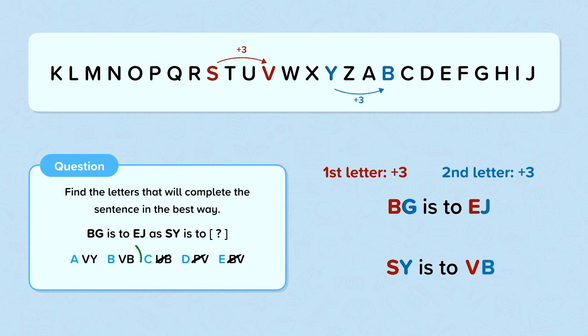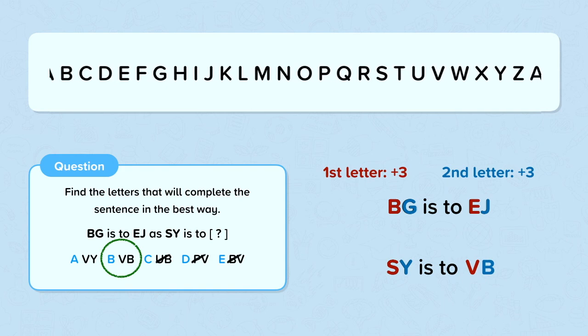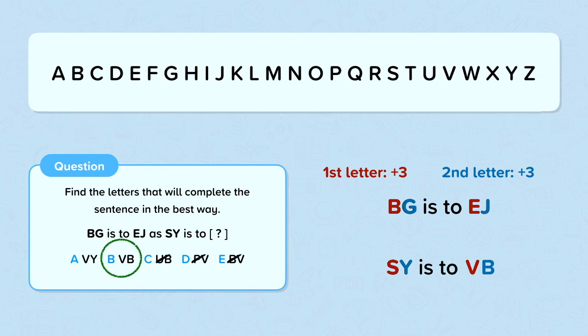The answer is VB. Now when you're counting backwards and forwards in the alphabet and you need to cross through Z, just go back to the beginning again. And if you're counting backwards through A, then you need to go back to Z at the end of the alphabet. So to count forwards 3 from Y, you just count like this. 1 to Z, 2 to A, and 3 to B.